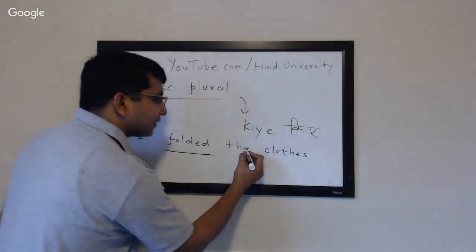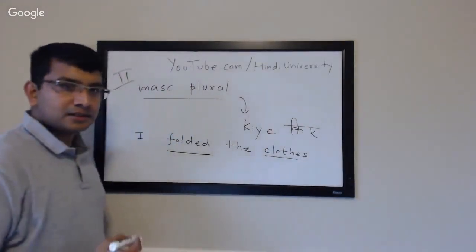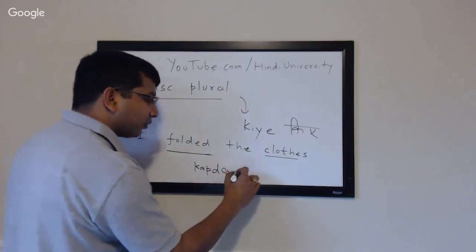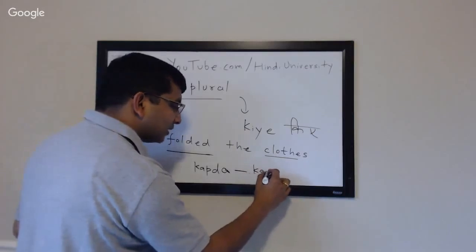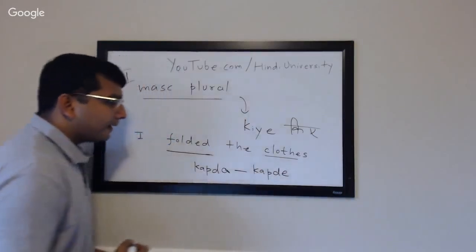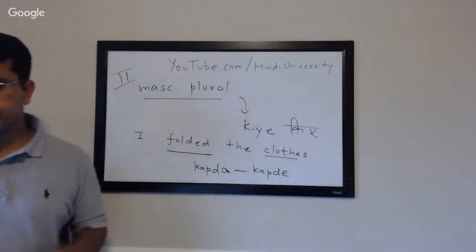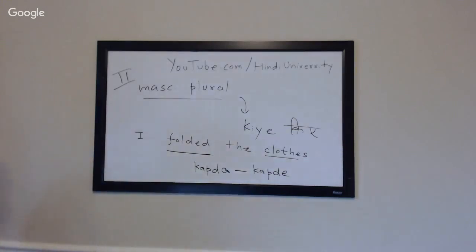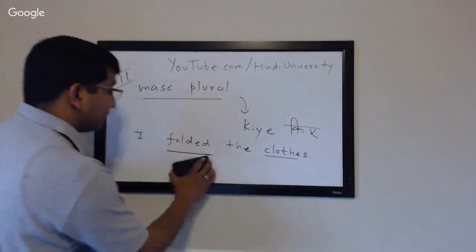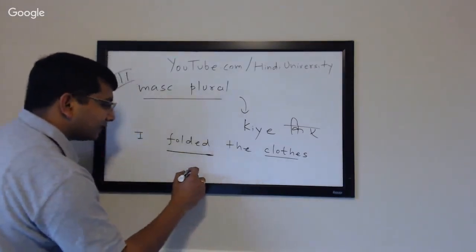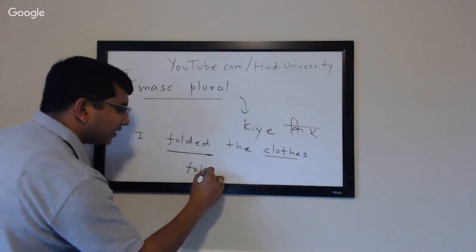Okay. Now the question is, cloth is kapda. If you're talking about one kapda, and if you're talking about multiple, it's kapde. That's a plural, and it is a masculine noun. Now let's say you want to say the sentence in Hindi. How do you say that? So I'm gonna take a pause and see if you can figure it out. Think about it, your verb itself is fold karna.